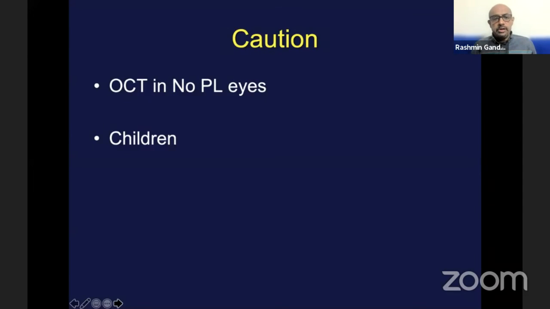A word of caution: in children, we don't have proper data to use it with confidence. And even in no PL, you'll have some amount of RNFL thickness, up to 30 or 40, because of the presence of glial cells. So OCT can be an adjunct in neuro-ophthalmology. It has still not reached the stage where it can be used as a substitute for a standard protocol.